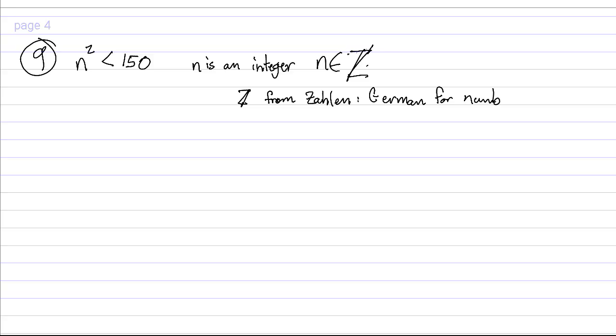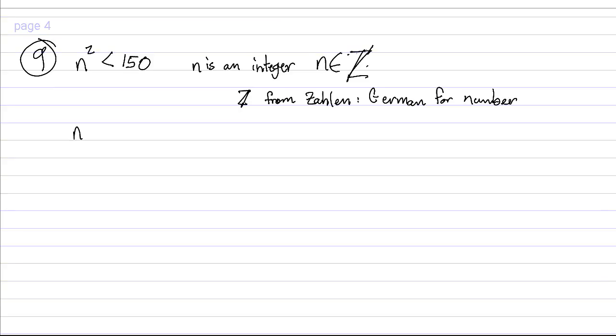On to the problem. N is an integer. Its square is less than 150. What is the sum of all possible values of n? So n could be, okay, n could be 1. Alright, 1 squared equals 1. 2 squared equals 4. And we could keep going, okay? That's going to be tedious.